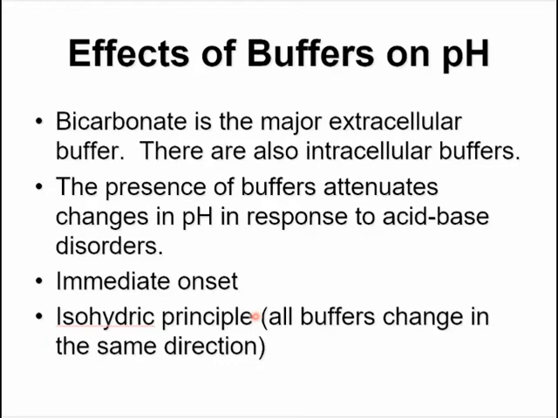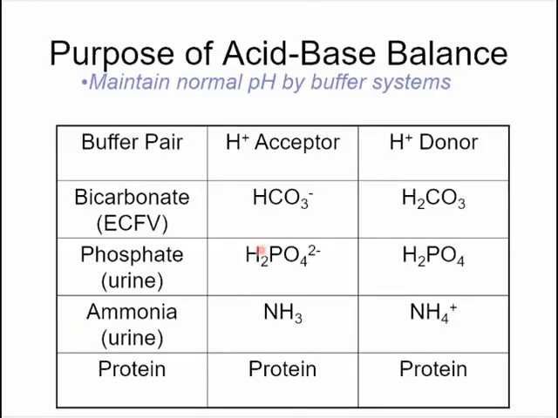The buffers I mentioned earlier allow you to deal with endogenous production or iatrogenic intake of your acids or bases. Usually these are emergency systems that can immediately neutralize. However, buffers are limited because they can be depleted by extreme conditions of acidosis or alkalosis. So these are some of the buffer systems that work in the body.